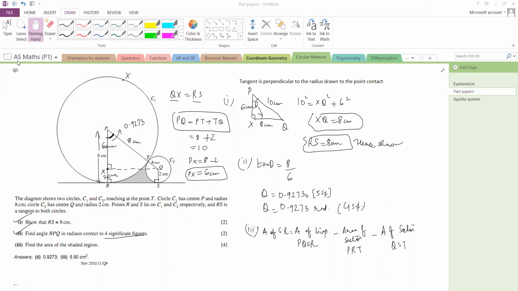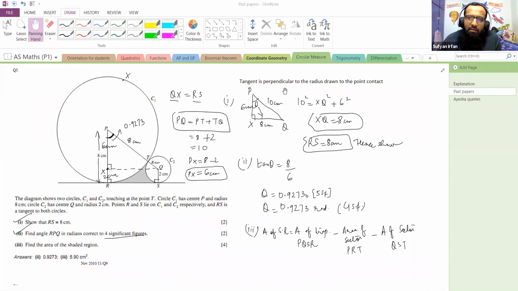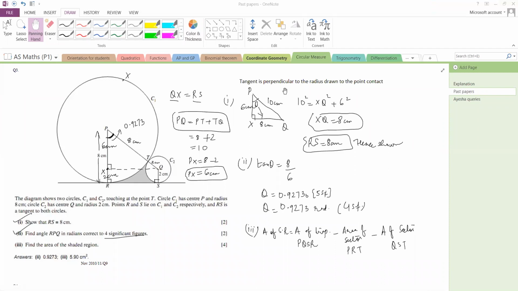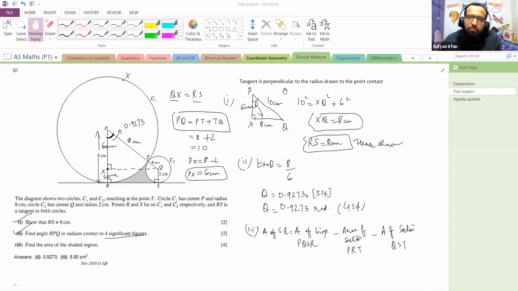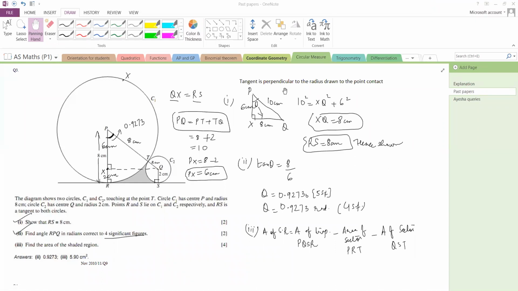Sir, we found the value of P by doing SOHCAHTOA, TOA, yeah? Yes, exactly. We could have used sine theta, cos theta, or tan theta, anything. I used tan theta. Wait, so tan theta is opposite over adjacent. Right.